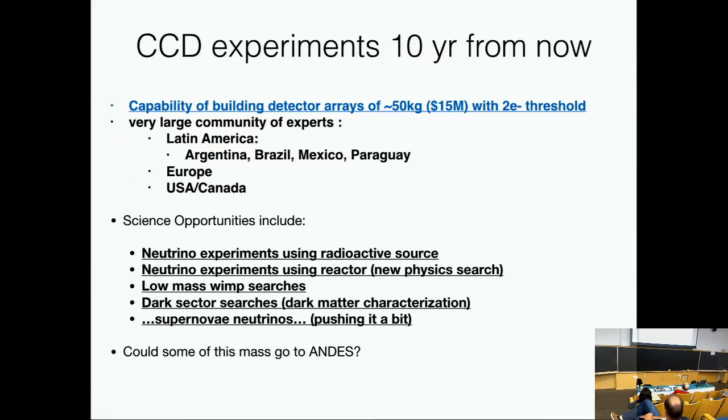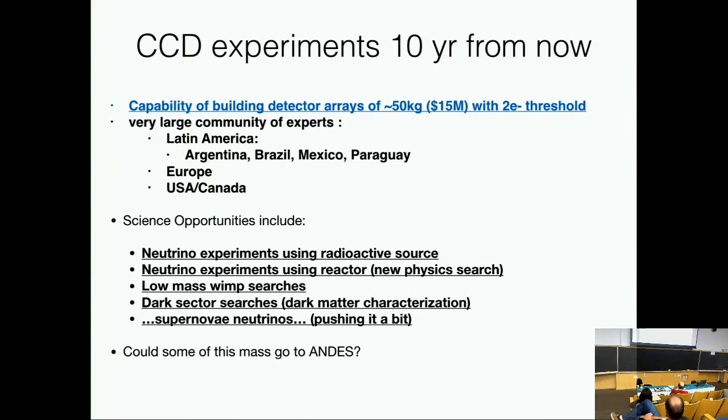So we think that there are many science opportunities for this, no? Neutrino experiments using a radioactive source, neutrino experiments at reactors, low mass WIMP search, dark sector searches like the ones I showed you before. And if you push a little bit on the mass, you will see a few neutrinos from supernovas in your detector. This will be a different way of seeing the neutrinos because you will see all the flavors in the same way, so it could be of some interest.